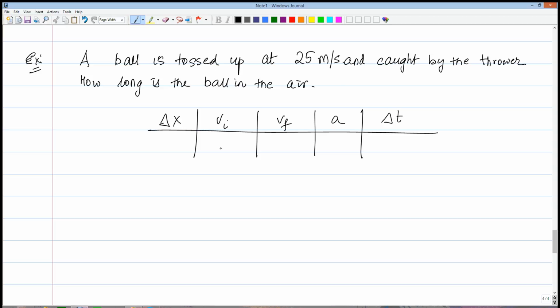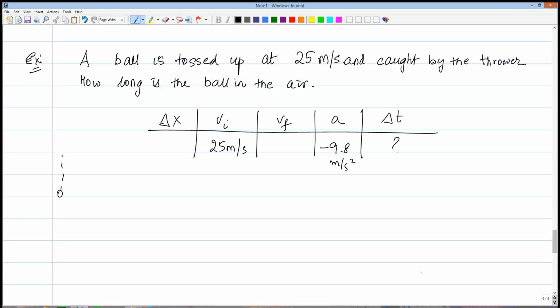So we know it's tossed up at 25 meters per second. We also know the acceleration, negative 9.8 meters per second squared, and we're looking for the time. So we ask, what is the third condition here? Again, let's go back to the physics in the problem.